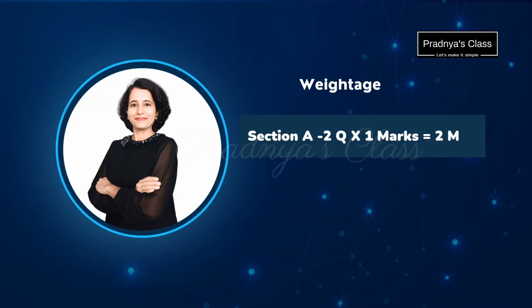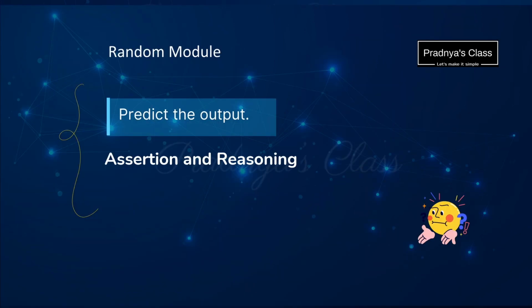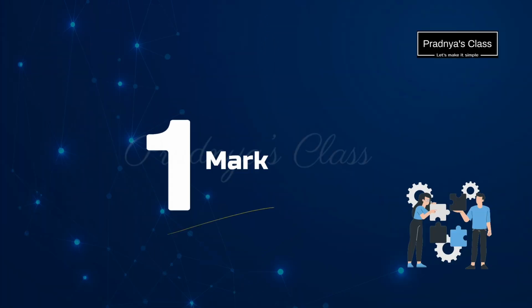Now let's check out the weightage of this topic. You will be getting two questions for 1 mark, so the total weightage is 2 marks. The first type of question is one in which you need to predict the output of the code, and the second one is in the form of assertion and reasoning. Now let's solve these questions.